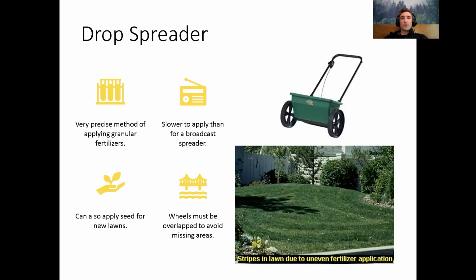The next step up in accuracy, but also in skill required, is a drop spreader. So instead of throwing this material out, this material simply drops out of the bottom of the spreader. This is very precise because the material simply just has to go a small distance and it's hit the soil surface. It's typically a little slower to apply than a broadcast spreader because you're covering less of an area with each pass.